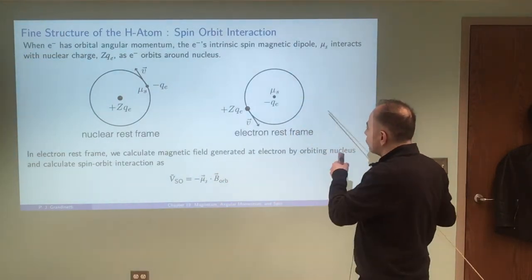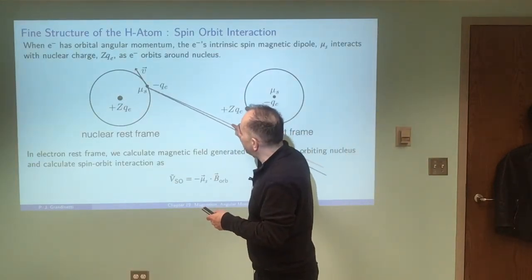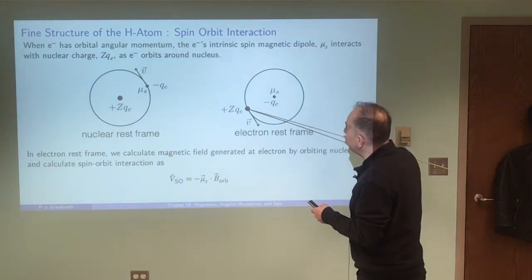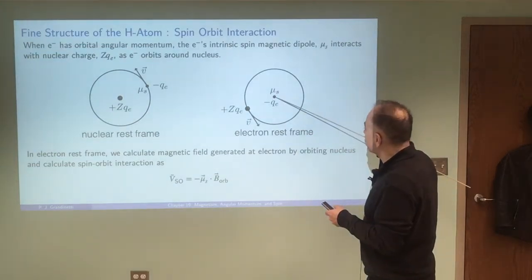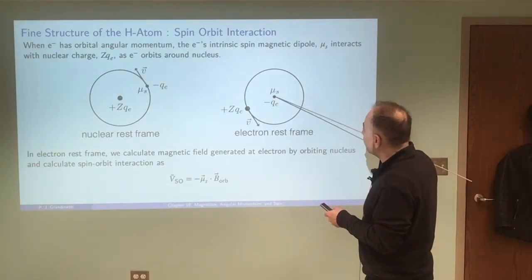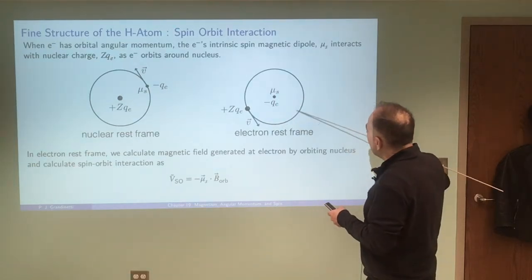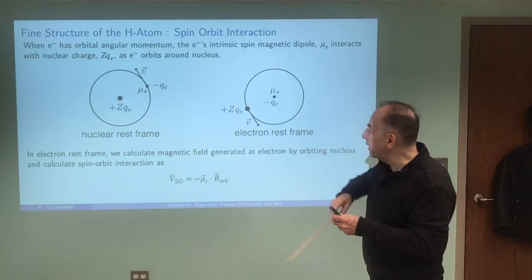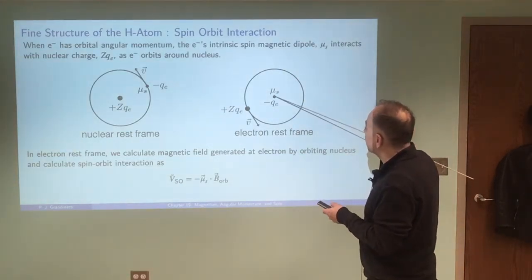Now, the way to cast this problem so it makes a little bit more sense is to move into what's called the electron rest frame. So in other words, the nucleus is at rest here and the electron is moving, but if we jump onto the electron and put the electron at rest, then the nucleus will look like it's moving around the electron. So this is what we call the electron rest frame. So in this rest frame, the electron has its magnetic dipole moment and it sees a positively charged nucleus orbiting around it. So it sees a current going in this orbit around it with it sitting at the center.